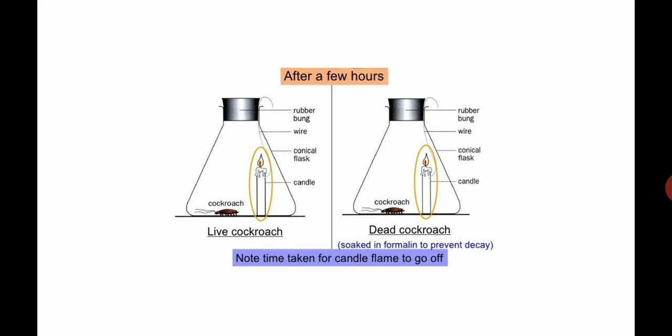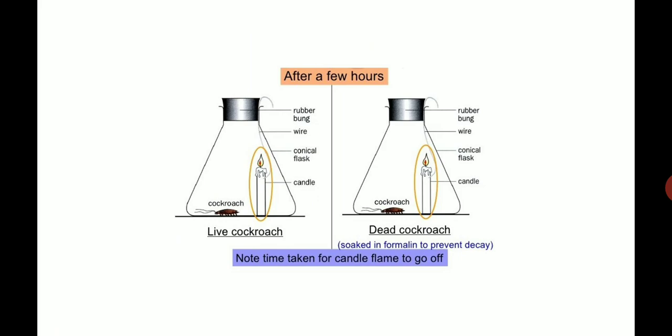We fit a rubber cork in the mouth of each flask and make sure that the apparatus is airtight. We leave the flask for a few hours, after which we introduce a small burning candle into each flask as shown in the figure. Immediately after introducing the candle, we close the mouth of the flask tightly. Then we note the time taken for the candle flame to go out.